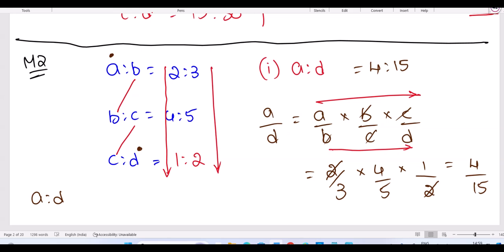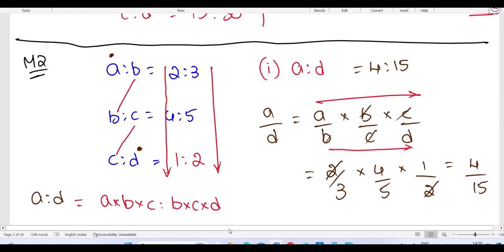Why, sir? A is the first one, so first column multiplication. D is the last one, so last column multiplication. While calculating A and D, A is first column multiplication, and last column multiplication we keep. After maintaining those values, common terms we cancel. That's it, that is your answer. Here, first column is this, last column is this.